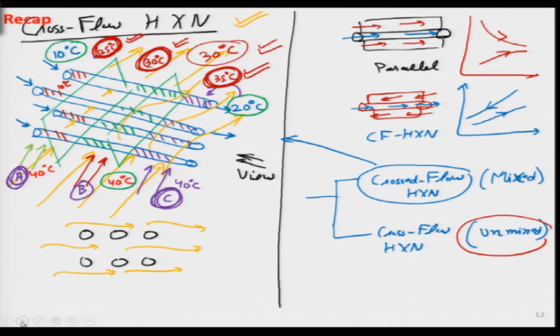So, after looking at shell and tube type, we then looked at the cross flow heat exchanger, where the flow direction is actually normal to one another. So, it is kind of perpendicular to one another. The blue arrows show one of the fluids travelling inside these tubes, and the orange arrows show that the other fluid is travelling over these tubes.